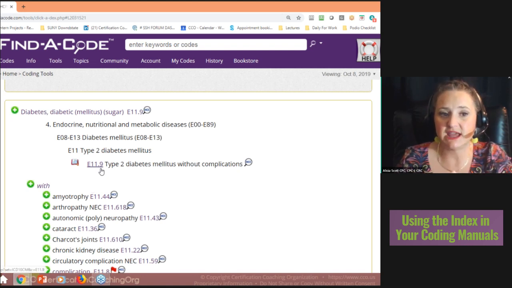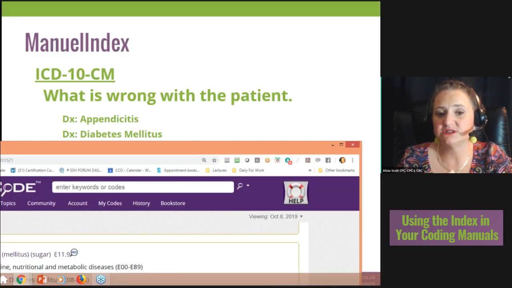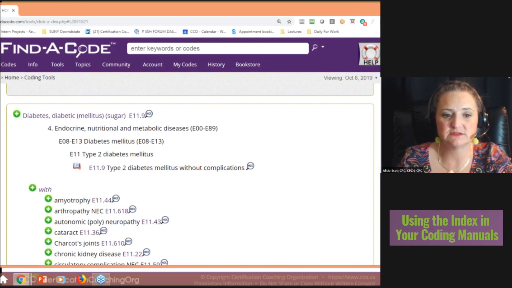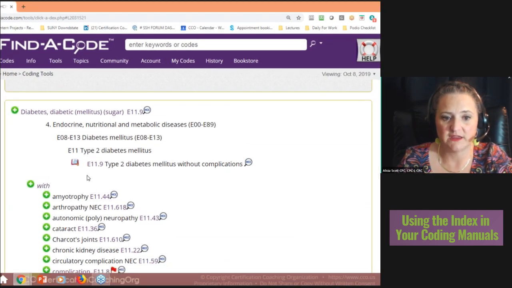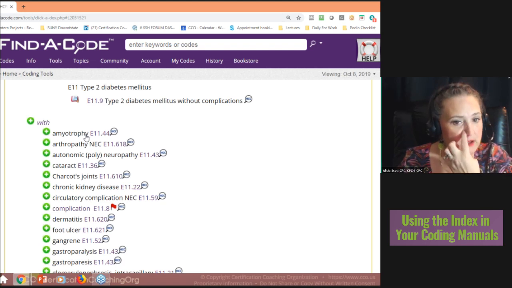But let's say that it wasn't just diabetes mellitus. Let's say it was diabetes mellitus with CKD. CKD is chronic kidney disease. So let's just look at with. It's not going to be E11.9 because now we're not going to get into so much about the code set and how we use it. We're just talking about how to do the index, because that's another part.